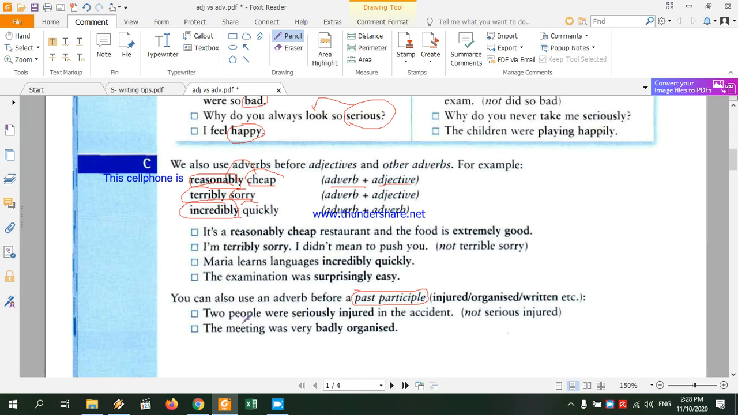For example, two people were seriously injured. Injured here is an adjective. And as we've been saying, we use adverbs to describe or modify adjectives. Two people were seriously injured. We don't say two people were serious injured.